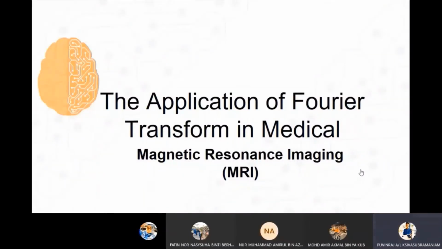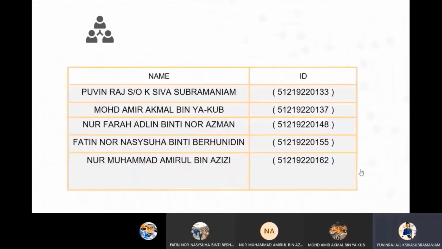We are students from the Network Analysis subject here to present on the application of Fourier transform in medical. We have selected magnetic resonance imaging, MRI.